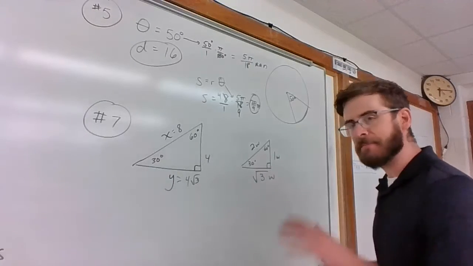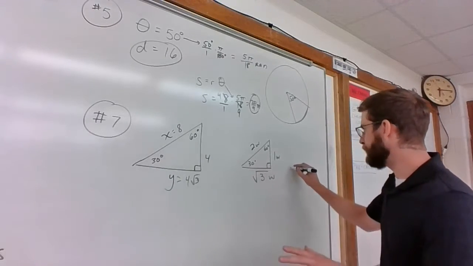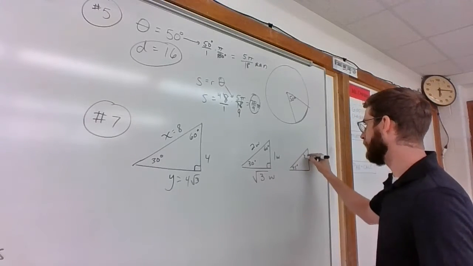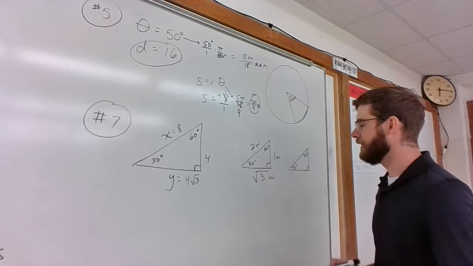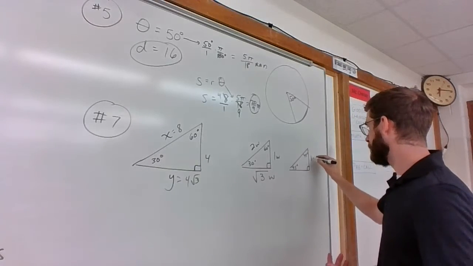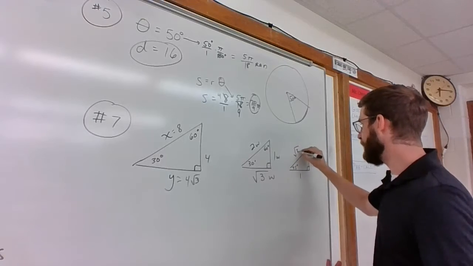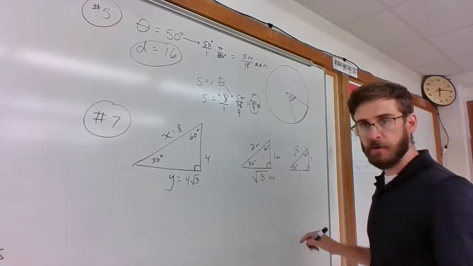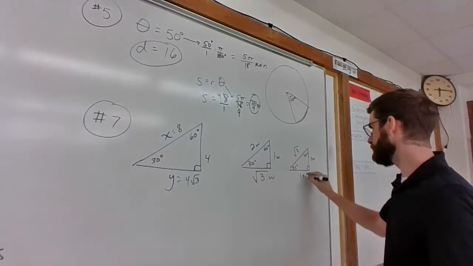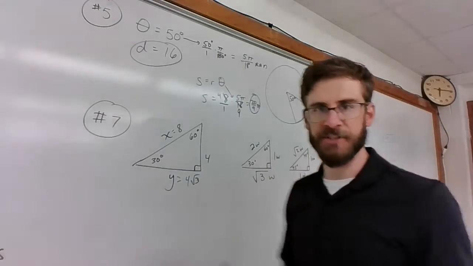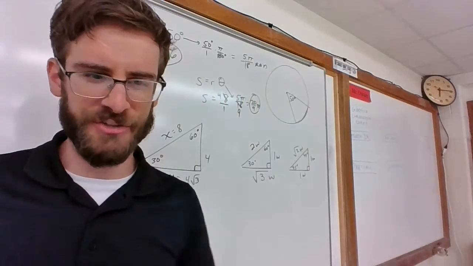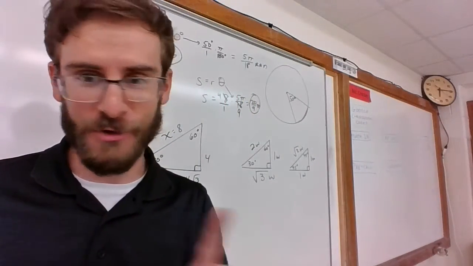And I'll also remind you guys that a 45, 45, 90 triangle similarly has this whole idea of a 1, 1, root 2 relationship between its sides. Yeah, I can put W's in there. I think you guys understand. Ask me questions if you don't.